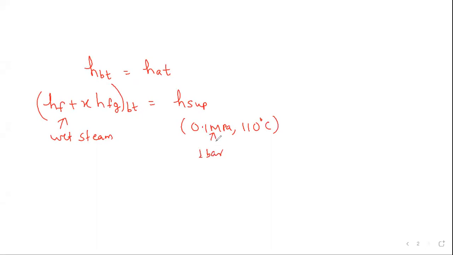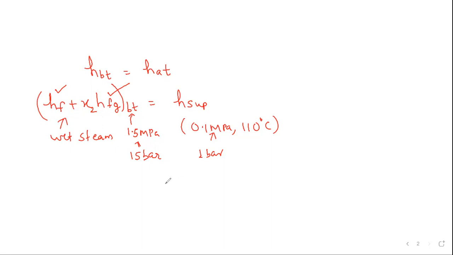And before throttling, what is the pressure? Before throttling, the pressure is given to be 1.5 megapascal, or if you like, in bars, it is 15 bars. So how do you solve this? For solving this, you need to read the value of enthalpy at 15 bar. You read the value of HFG at 15 bar. Okay, and then the value of x2 is unknown. Again from the superheated steam table, you can read the value of H superheated.